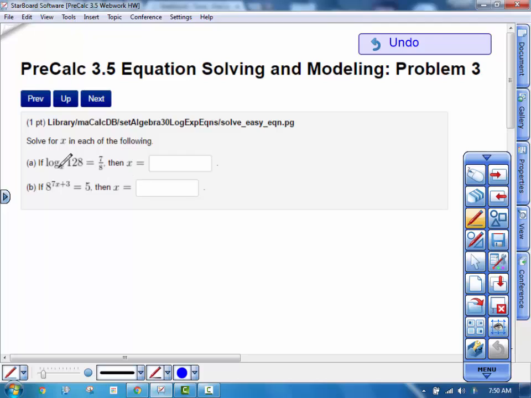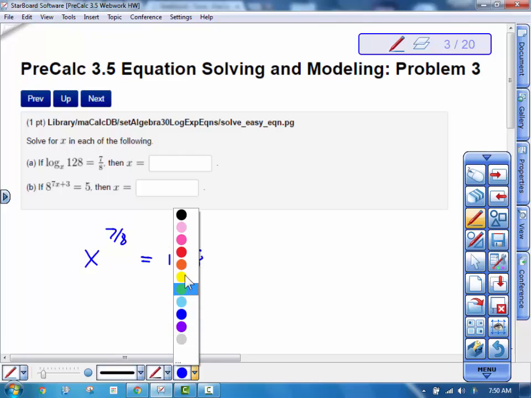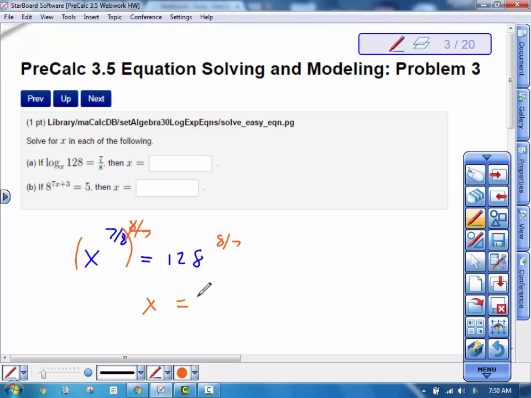Okay, the next problem then, we're going to solve these log equations, so put them in exponential form. So we have base to the exponent equals the argument. And then we can just raise both sides now to the 8 over 7. And that will give us our answer. The 8's cancel, the 7's cancel. So we get x equals 128 to the 8 over 7, which should give you 256. And then same thing with b.